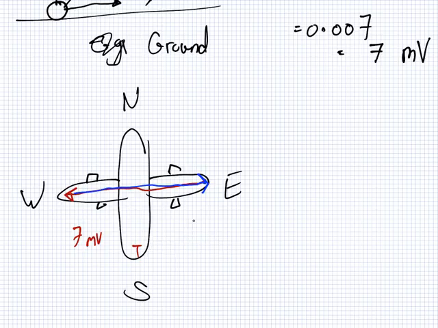Could you repeat that? Not really, because it's not something on the exam. It's just something that's interesting. If it's going up, the voltage will be to the west. Then if it's going down, the voltage will be to the east. Okay.